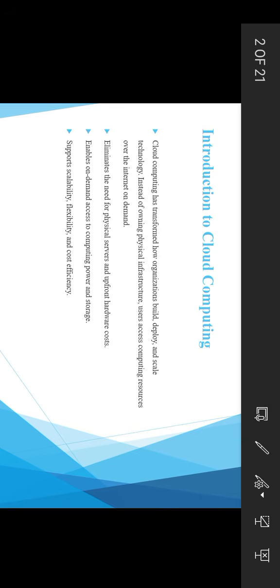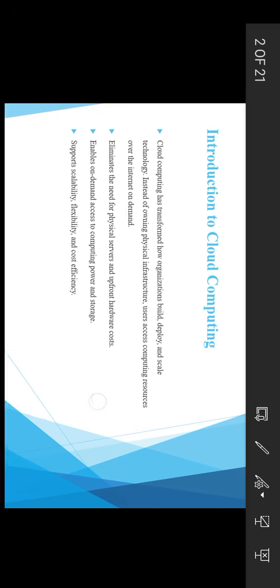Cloud computing has transformed how organizations build, deploy, and scale technology. Instead of owning physical infrastructure, users access computing resources over the internet on demand. It eliminates the need for physical servers and upfront hardware costs. It enables on-demand access to computing power and storage. It supports scalability, flexibility, and cost efficiency.